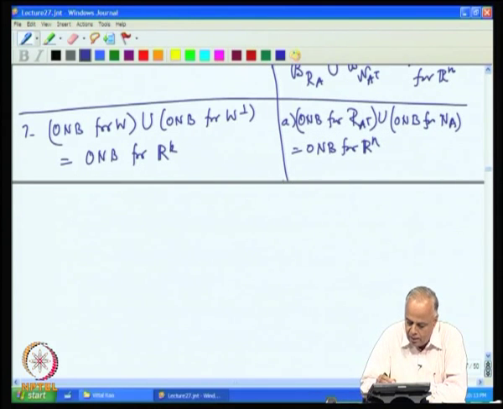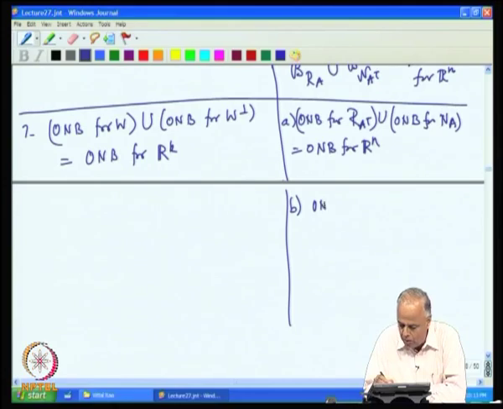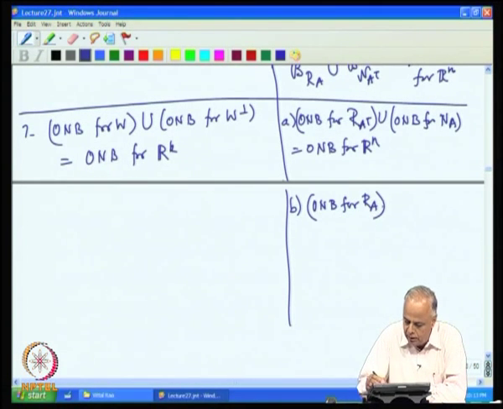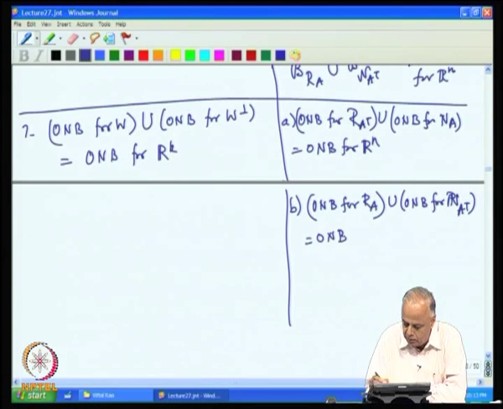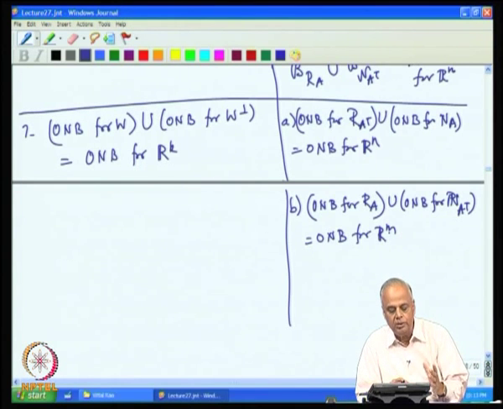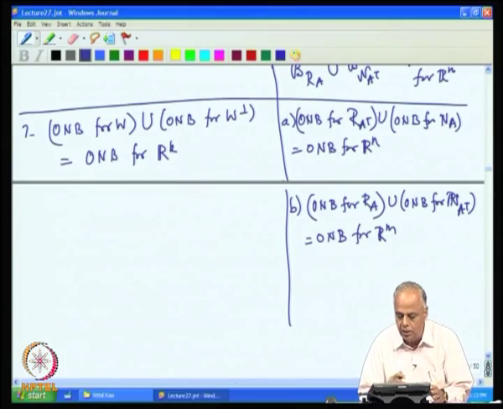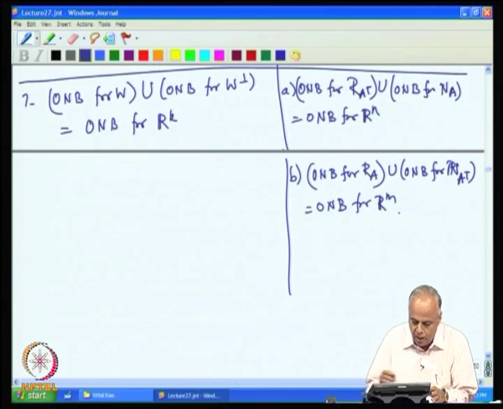and further we have orthonormal basis for range of A union orthonormal basis for null space of A transpose is equal to orthonormal basis for R^m. So, these notions of basis, orthonormal basis, decomposition, orthogonal decomposition, etc., we have now.